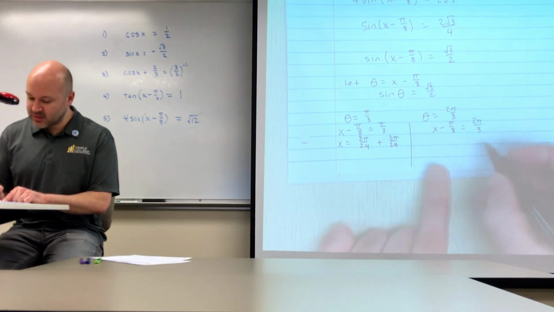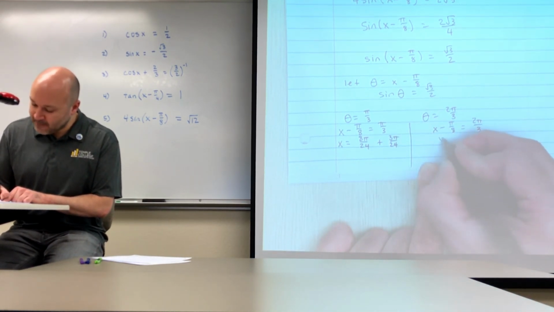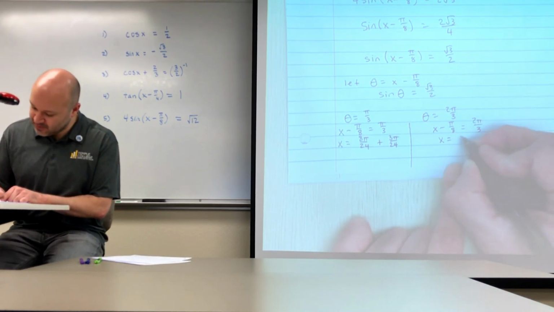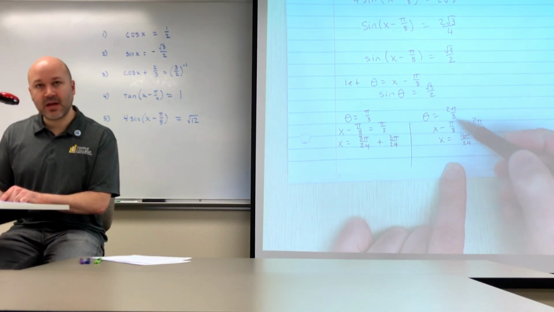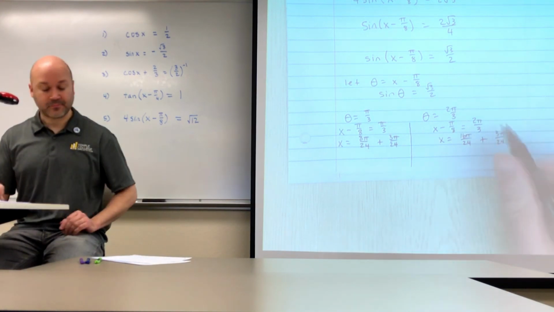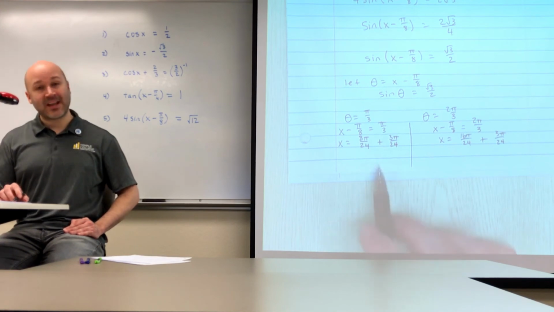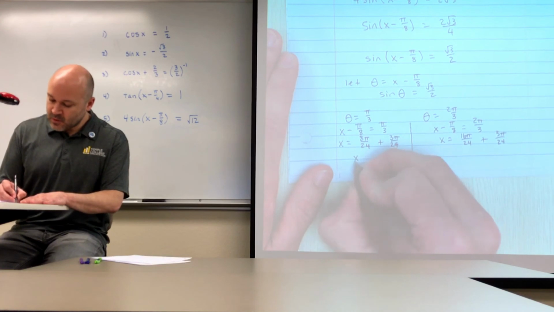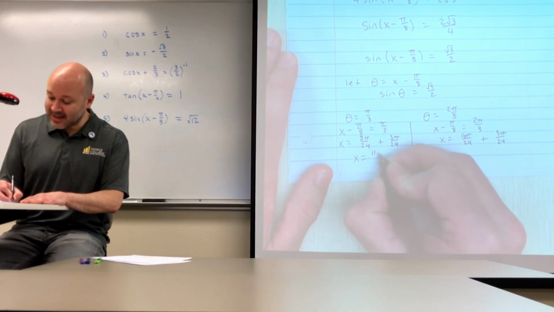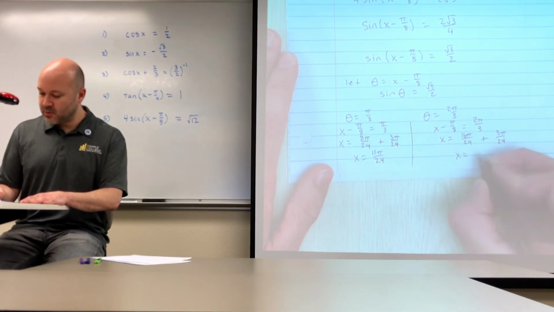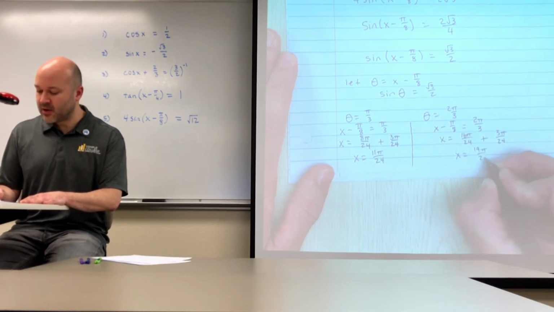Similarly, on this other equation, I need to get a common denominator. So 2 pi thirds will become 16 pi 24ths. I'm adding 3 pi 24ths. Now that I have the common denominator, I can add and I'll be done. 8 and 3 is 11. So one possible solution is 11 pi 24ths. Another solution would be 19 pi 24ths.